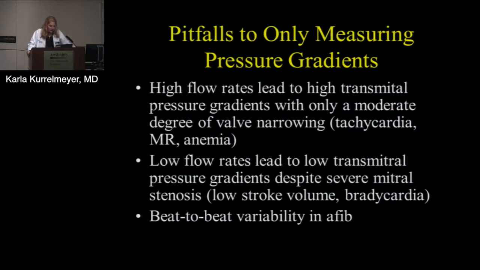And the converse is true. Low flow rates are going to lead to low transmitral pressure gradients despite severe mitral stenosis, which occurs in people with cardiomyopathies, low EFs, and profound bradycardia. And again, the beat-to-beat variability in atrial fibrillation really affects the pressure gradient because of that varying RR interval and that varying diastolic filling period.